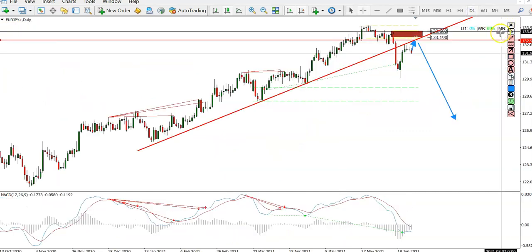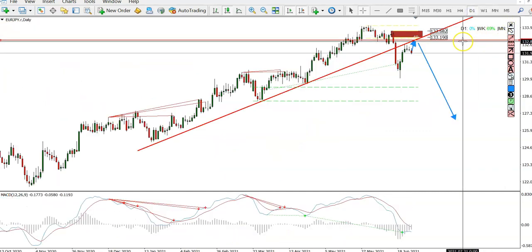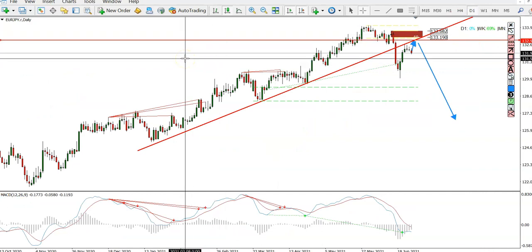So that's the free setup for the week ahead. One of my best setups. I do have 20 other setups. If you want to access them, simply click the link below.